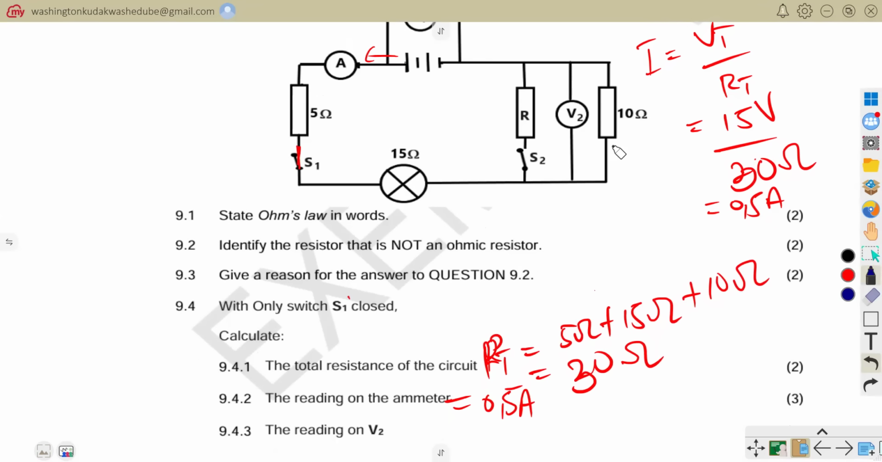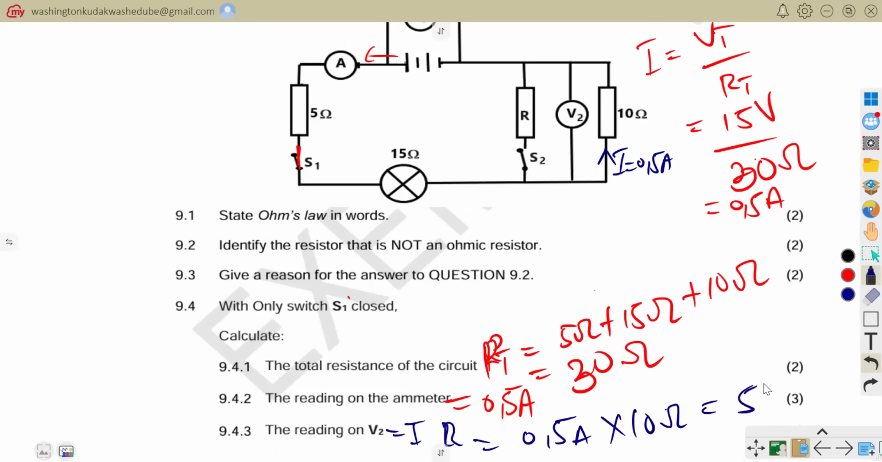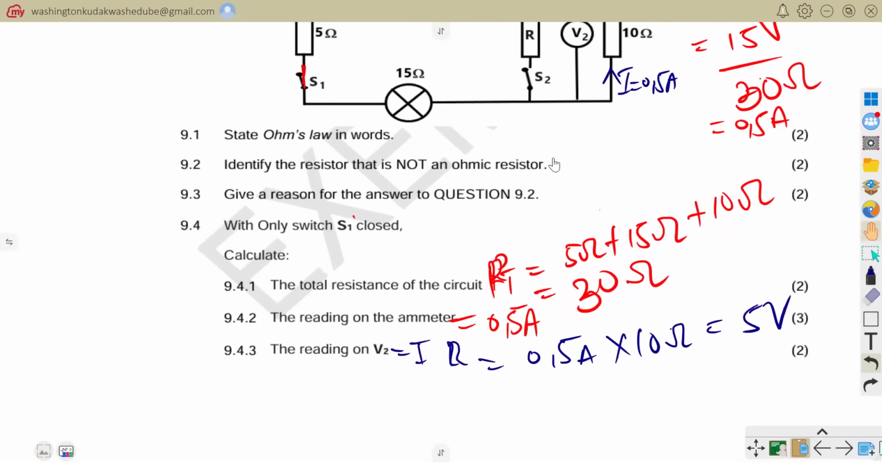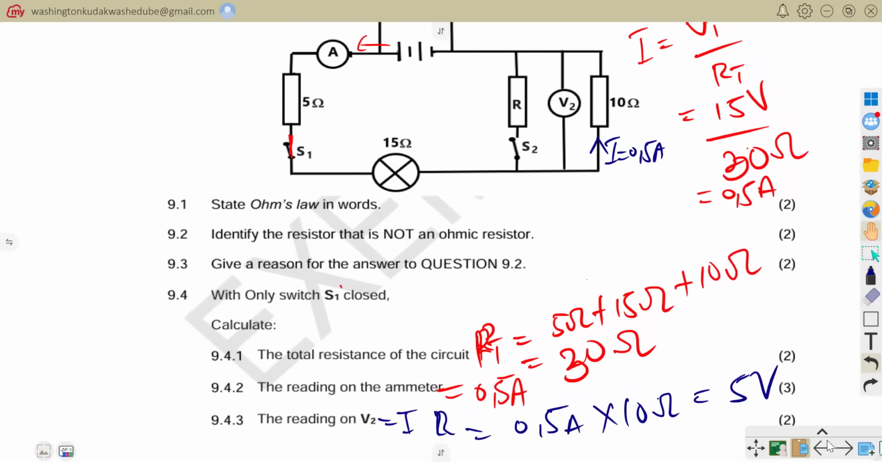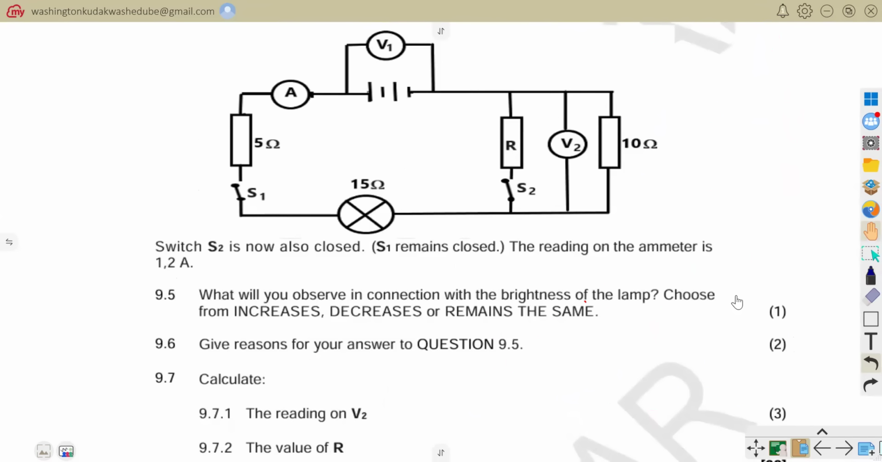By knowing the current that will pass through here, it is equal to what? 0.5. And then knowing the resistance there, we can say V equals IR. So that being that, IR is 0.5 amps times 10 ohms. That will give you 5 volts. That is what you are supposed to do there. If that is the case, let's look at the next following questions.